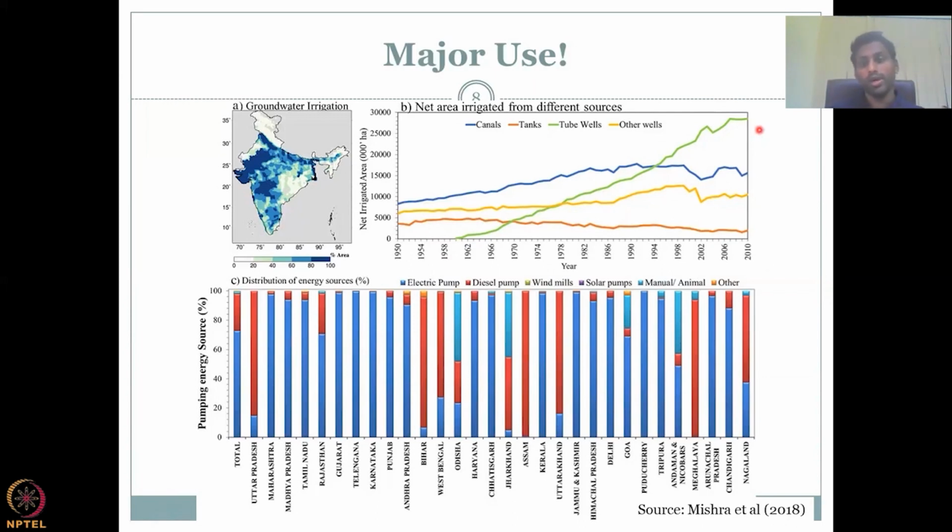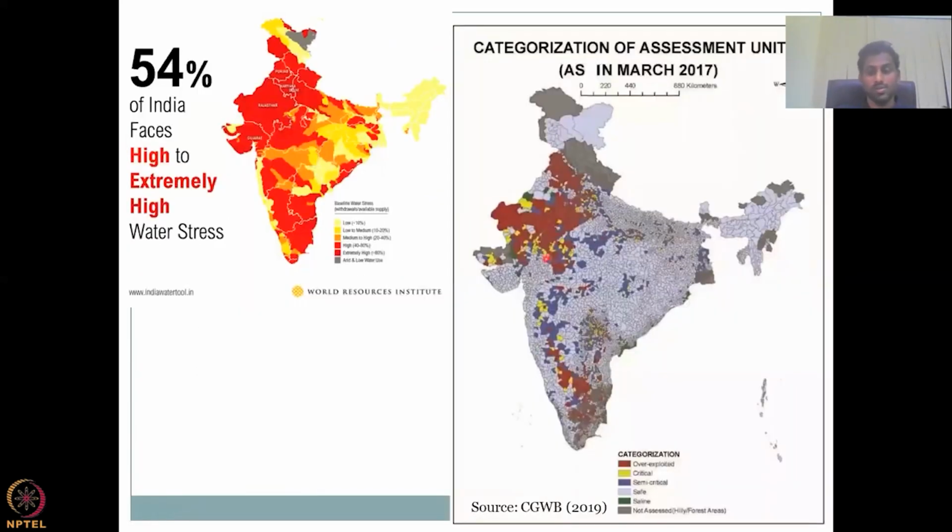Okay. And then this is the distribution of energy sources, which state uses what percentage of the energy used by different sources. I was talking about solar. So you have solar pumps, windmills, diesel, electric pumps. Manual is when you step on it or cycle it and take water, or you can also have animals going around and then pumping. So what is more important is to understand the area irrigated by tube wells has tremendously increased. And these two are groundwater resources, whereas these two are surface water. So on the overall, groundwater use has increased tremendously.